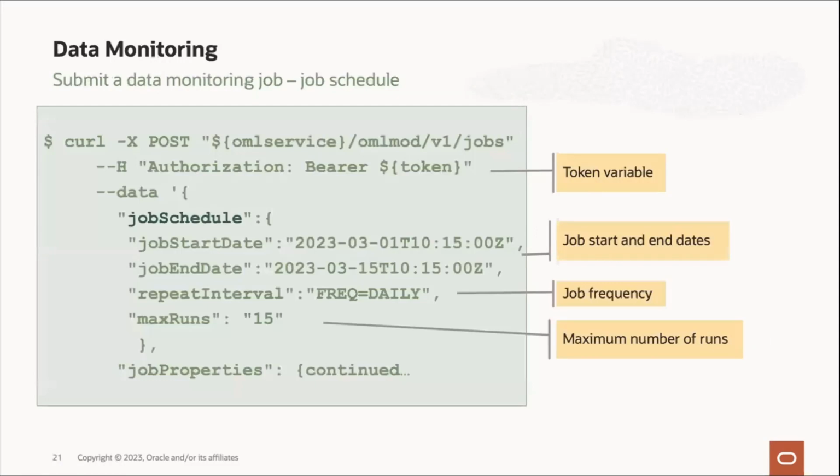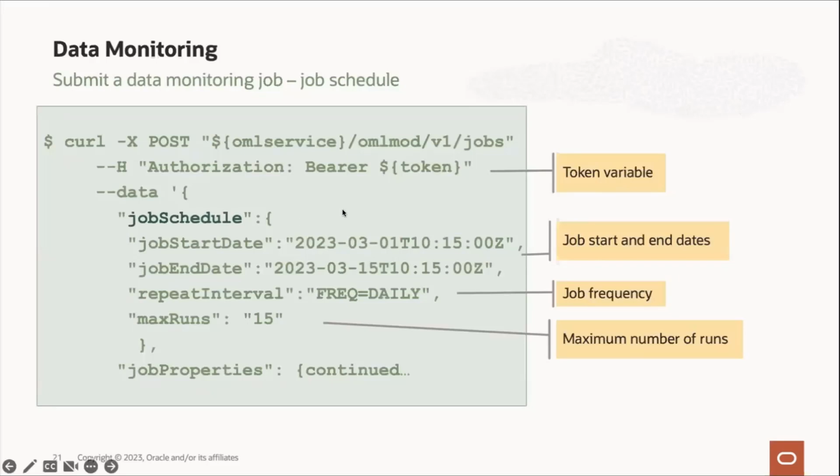So once you have sent that request to get your token, and you have your token, you could submit an asynchronous job request, like a data monitoring job request. This request is broken up into two slides here because it's quite a big request. You can see the job properties will continue on the next slide. But with this request, we're looking at a POST request to that OML mod endpoint. This is a variable holding the token that we had just got with our previous request.